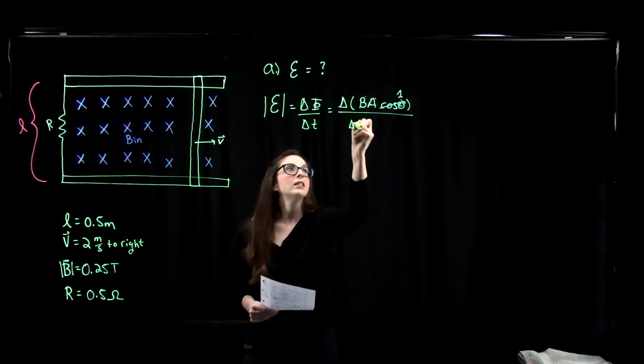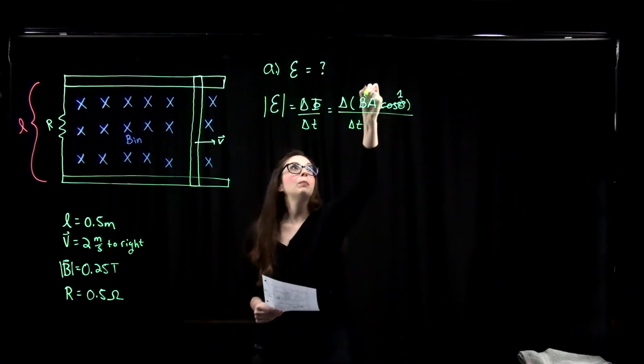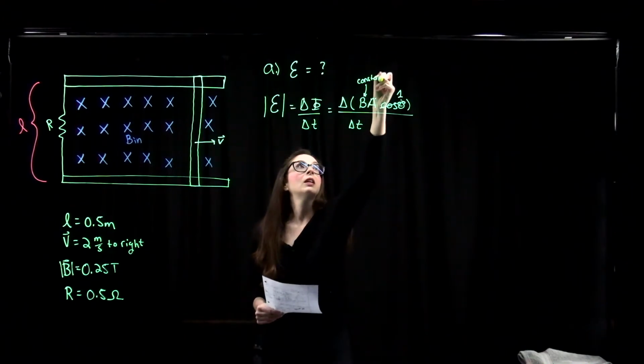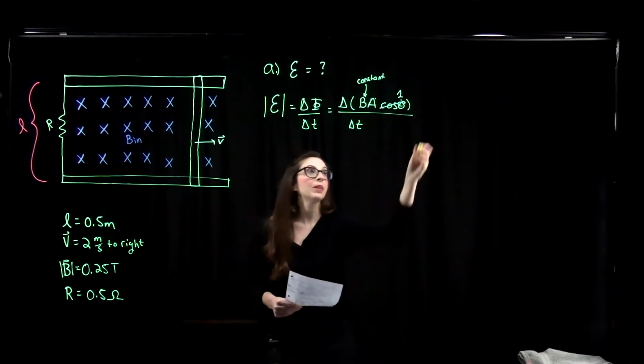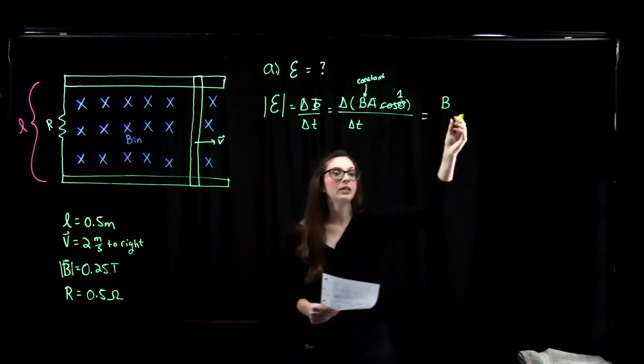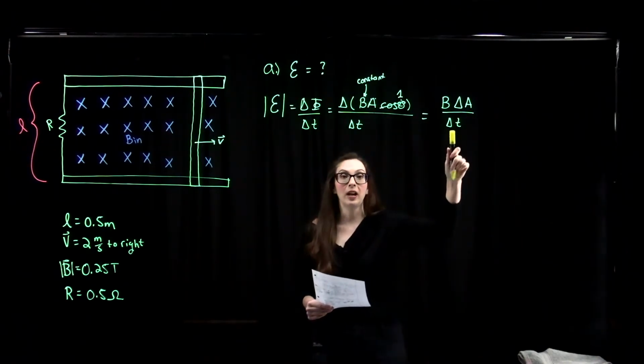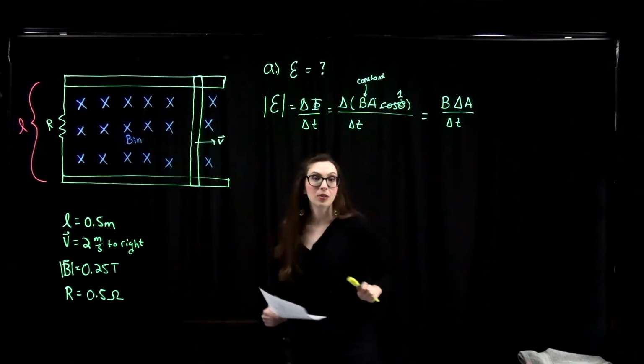Okay, and then we've got delta t here. So in this problem, B is a constant. It is not changing, but A is changing. So we can pop B out of our delta symbol. So B times the change in area over the change in time will equal our induced EMF.